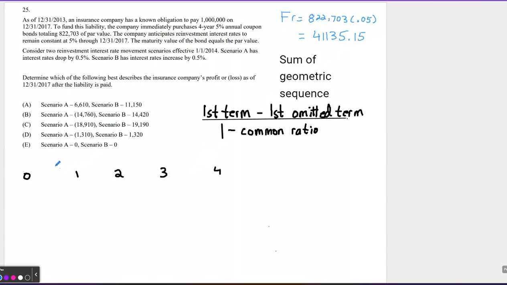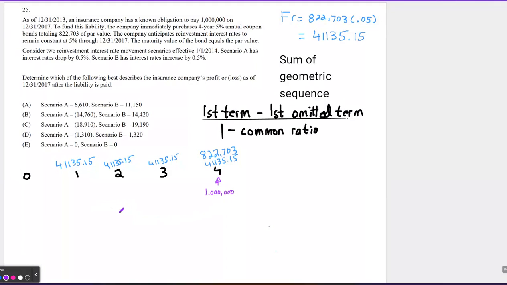Therefore, all of these payments are that amount, 41,135.15. Then we also have the redemption value, 822,703. Okay, great. And then we have the obligation to pay of $1 million here.